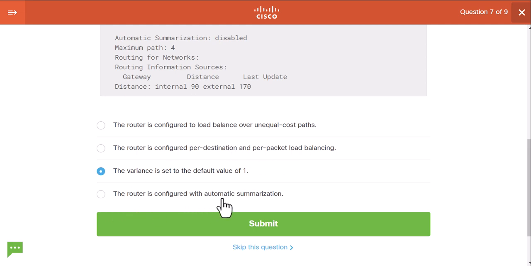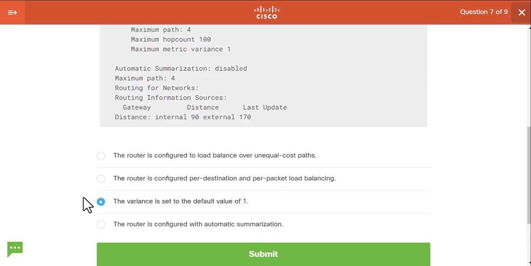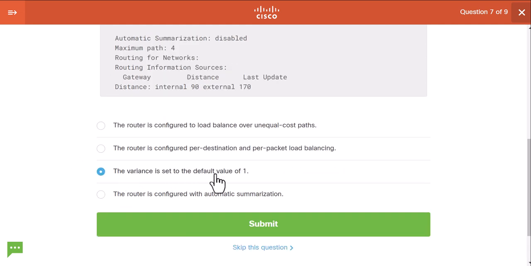The router is configured with automatic summarization. Automatic summarization is disabled. Okay. So simple answer, the variance is 1.